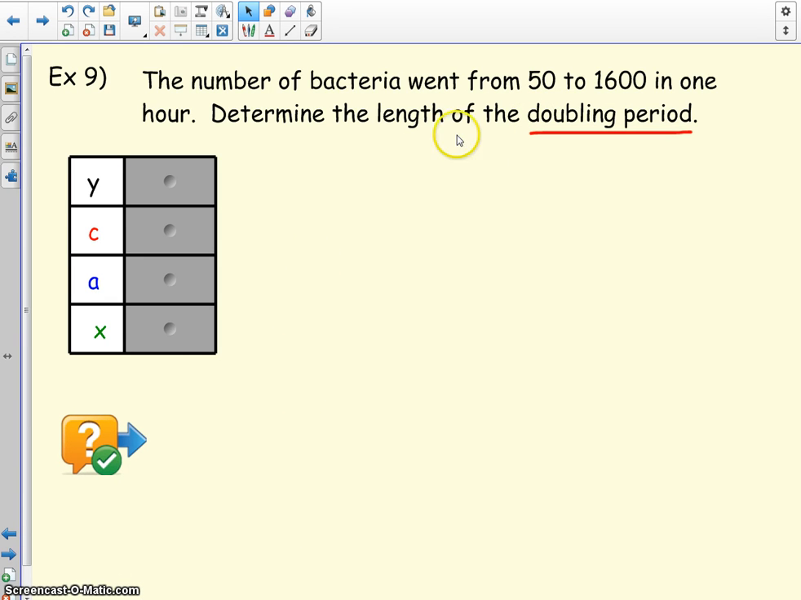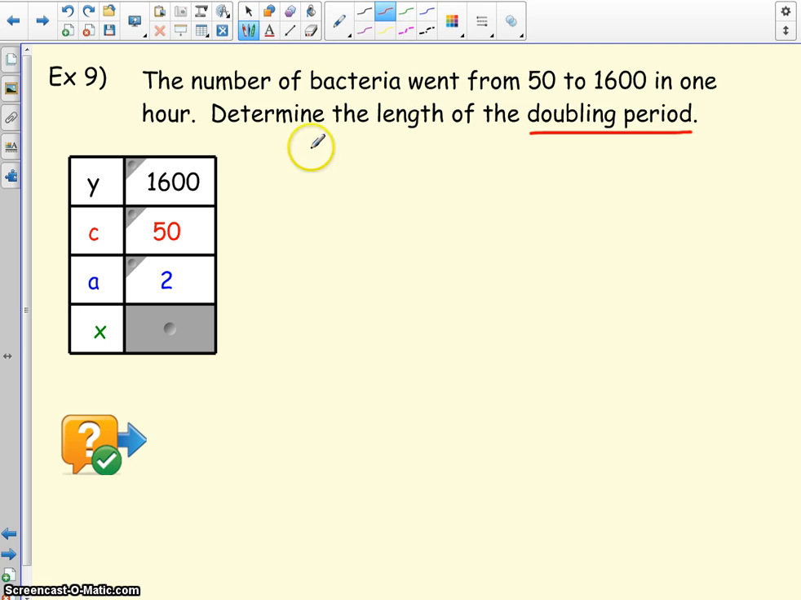Okay, so first off, if we're dealing with a doubling period, we're going to have a base of 2. We start with 50, that's C. We end at 1600, and that is Y. Now, I didn't specify the units I would use for the length. If it goes from 50 to 1600 in 1 hour, the time to double, so to go from 50 to 100, will be a lot less than an hour. So I'm going to put the length of the doubling period in minutes, just so I'm not dealing with fractions or decimals or pieces of an hour.